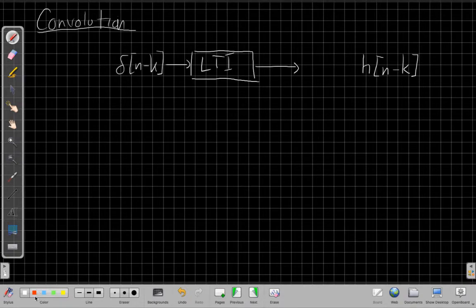And say, well, what if I then took that delayed input and I scaled it by some amount? Let's call it x of k. Well, linearity's scaling property says if I scale the input by some constant x of k, I have to scale the output by the same amount. And say, well, what if I took a whole bunch of those and added them up?